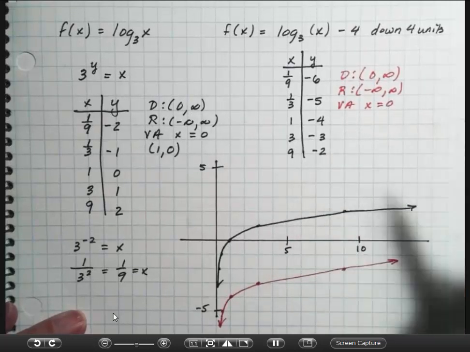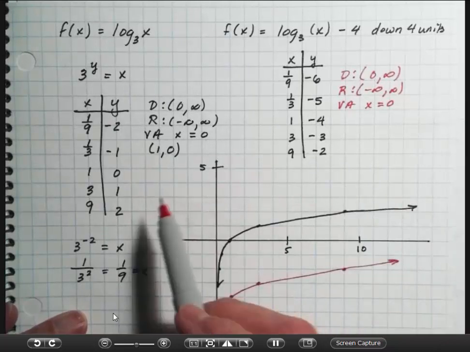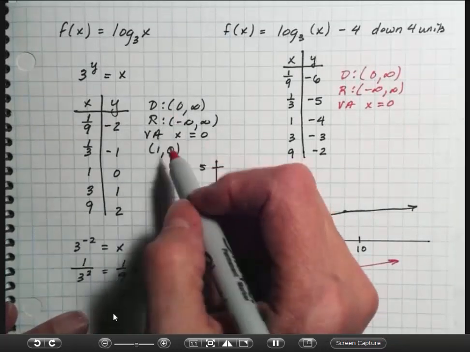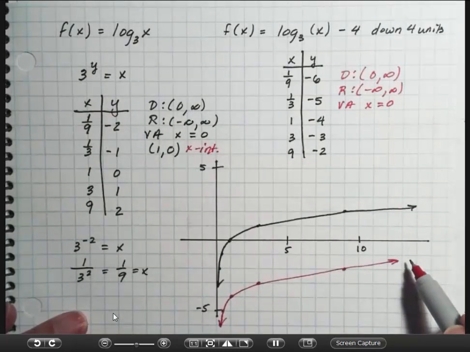And by looking at my graph right now, I don't know what my x-intercept is going to be. This is your x-intercept. I don't know what it's going to be. I could figure it out, but right now we're not worried about that. We're just looking at our graphs.